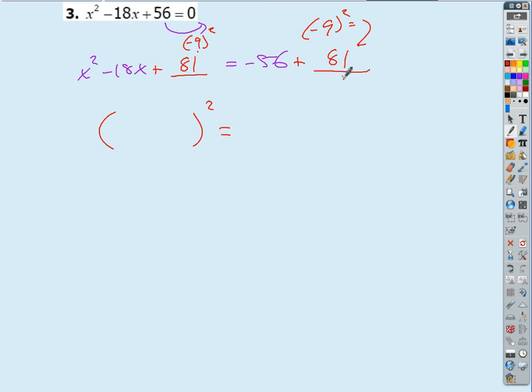And then what does that do for me? What's my magic number going to be then? Negative 9. It's going to be half of b, so I'm going to get x minus 9 squared equals whatever I get on this side. 81 minus 56 is, what is that, 25? Yeah. Okay, so then, now that's easy to solve, right? Get the idea? Okay, we'll come back to that.